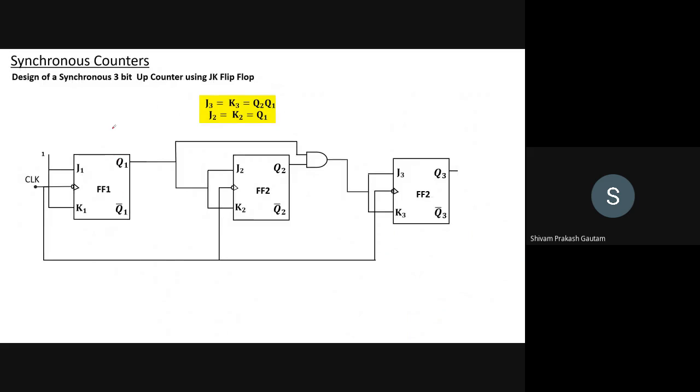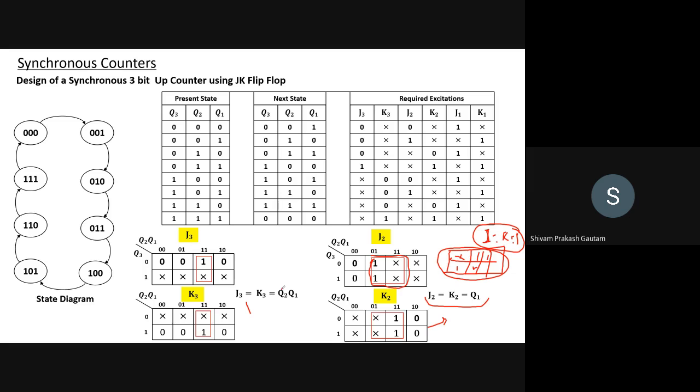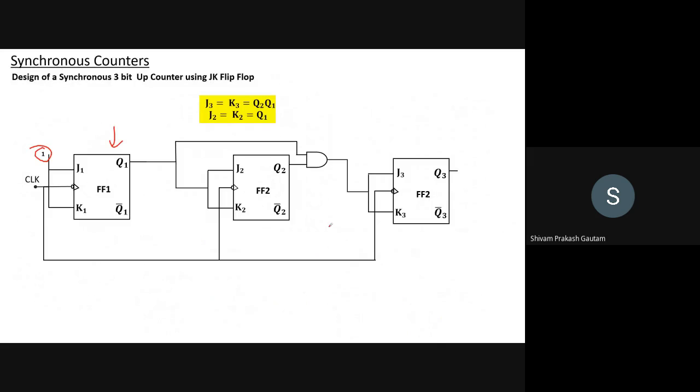Okay, so here you can see this is the first flip-flop where J1 and K1 are tied to 1 because it is always 1. From this we have found out J2 and K2, right? And then J3 and K3. So J3 and K3 is, just see, Q2 into Q1, the output of the second flip-flop multiplied by the output of the first flip-flop. So you can see Q1 is coming here and Q2 is coming here. So this is going to J3 and K3.